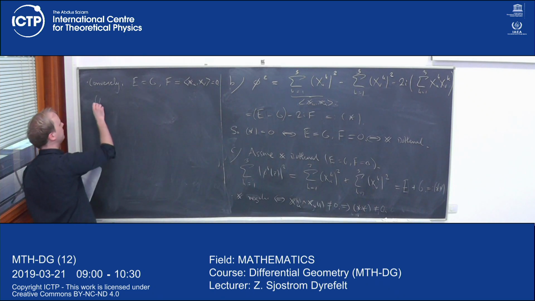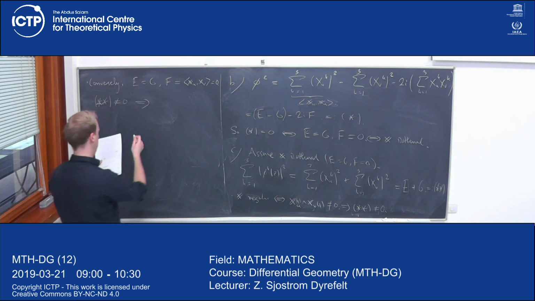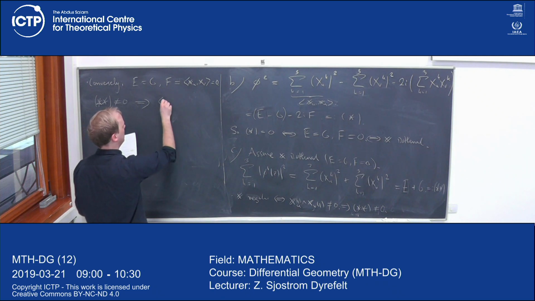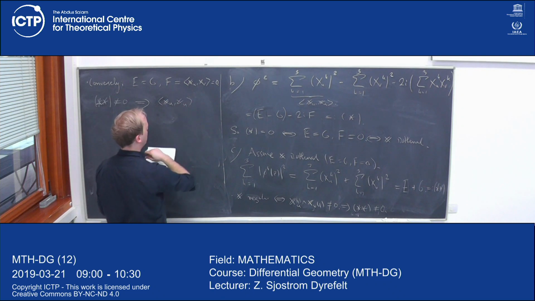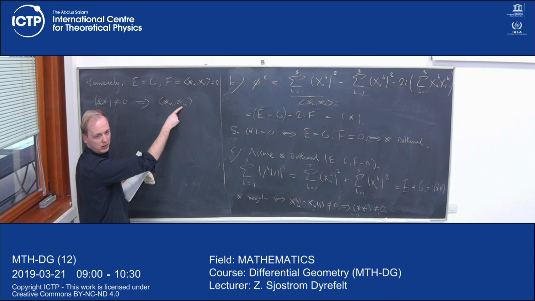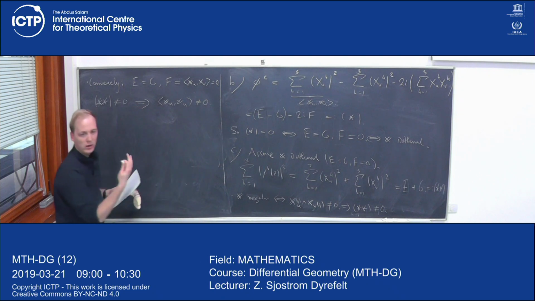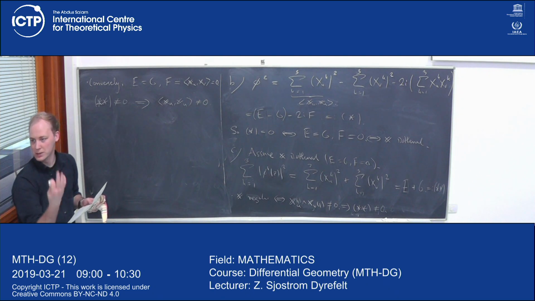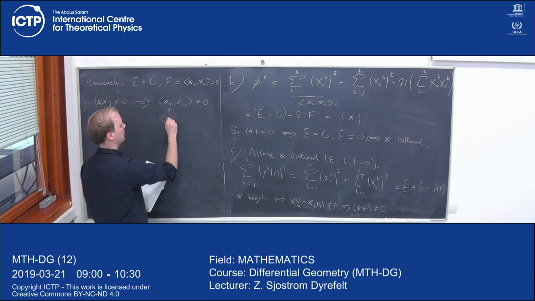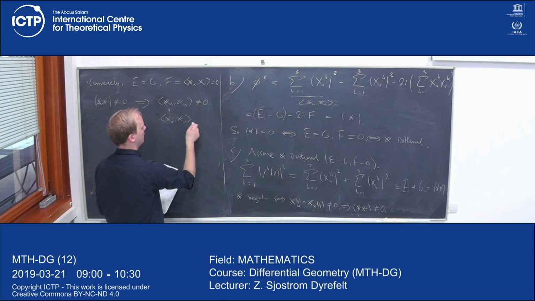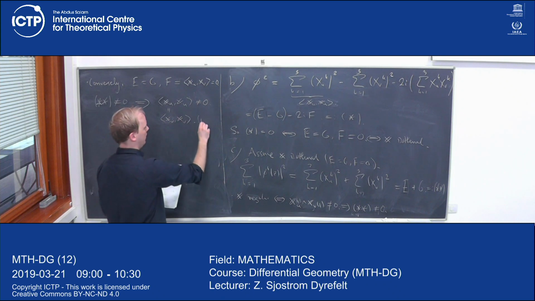So assuming this double star is non-zero, then it implies that either Xu is not 0, or Xv is not 0. I mean, at least one of the vectors cannot be identically 0, but Xu has the same length as Xv. So both of them are not 0. This is by isothermality, E equals G.